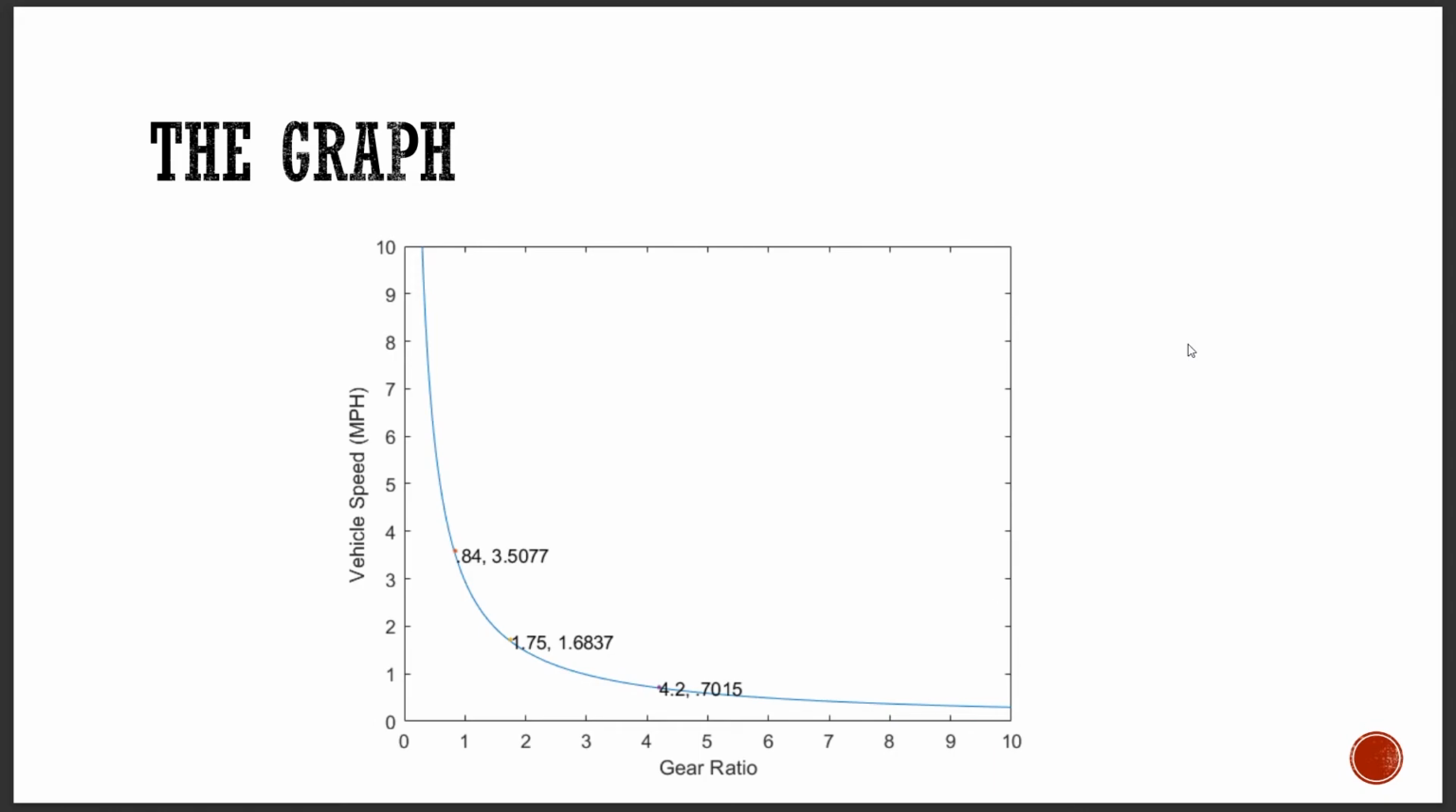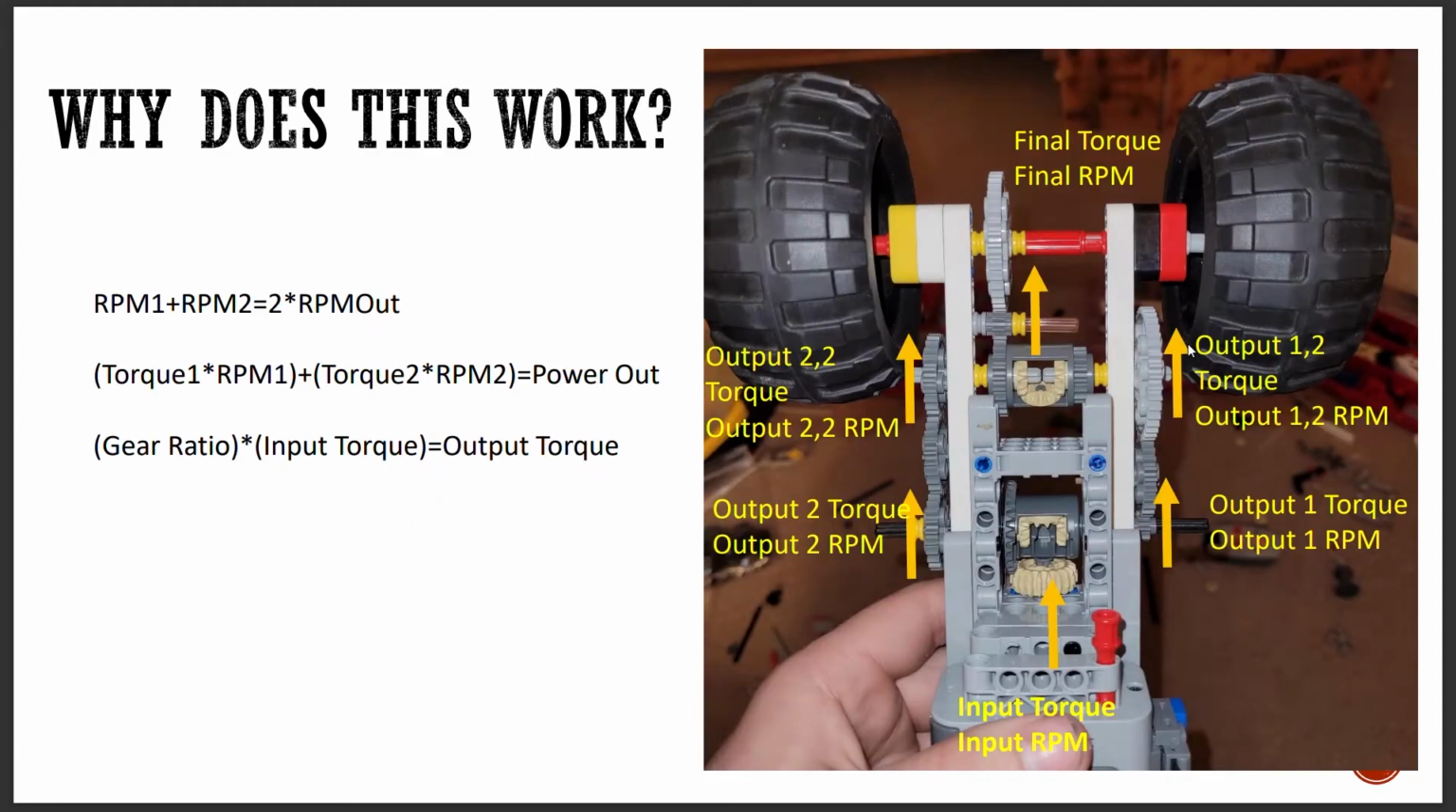Doing a little bit of MATLAB work so I can plot this, we get this final plot. And you can see that in first gear, we are going to be going about 0.7 miles per hour. In second gear, we can go 1.68 miles per hour. And then in third gear, which is our overdrive gear, we can go a walking pace of 3.5 miles per hour.